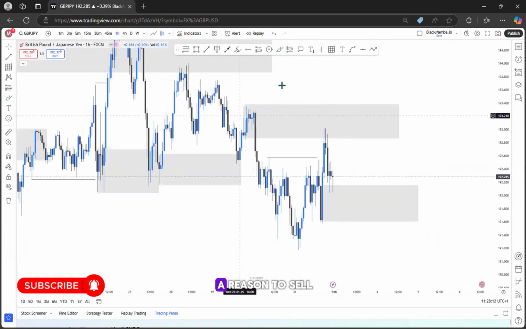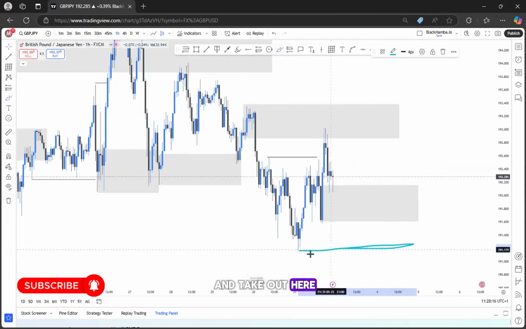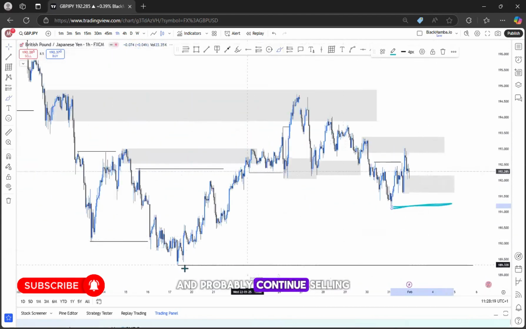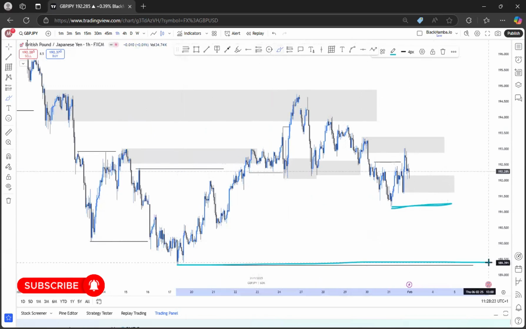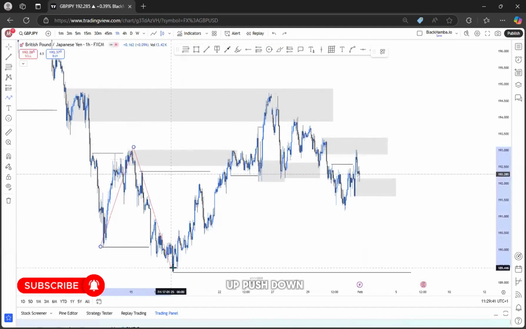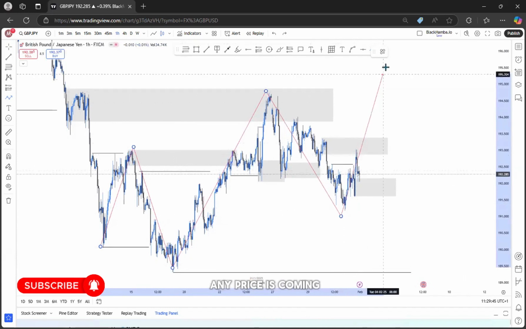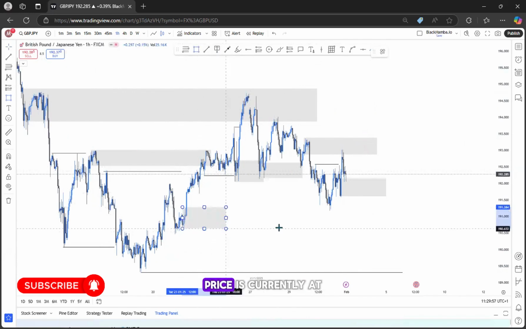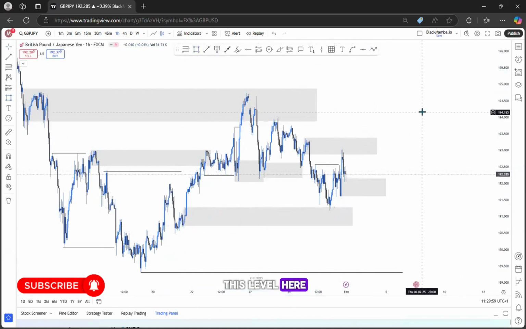I want to see a reason to sell on smaller time frame for price to come and take out here, and probably continue selling to take out this low. Another thing to put into consideration is we had a push up, push down, push up, push down. Maybe price is coming for this next. If you look at where price is currently at, price is currently at this level here.